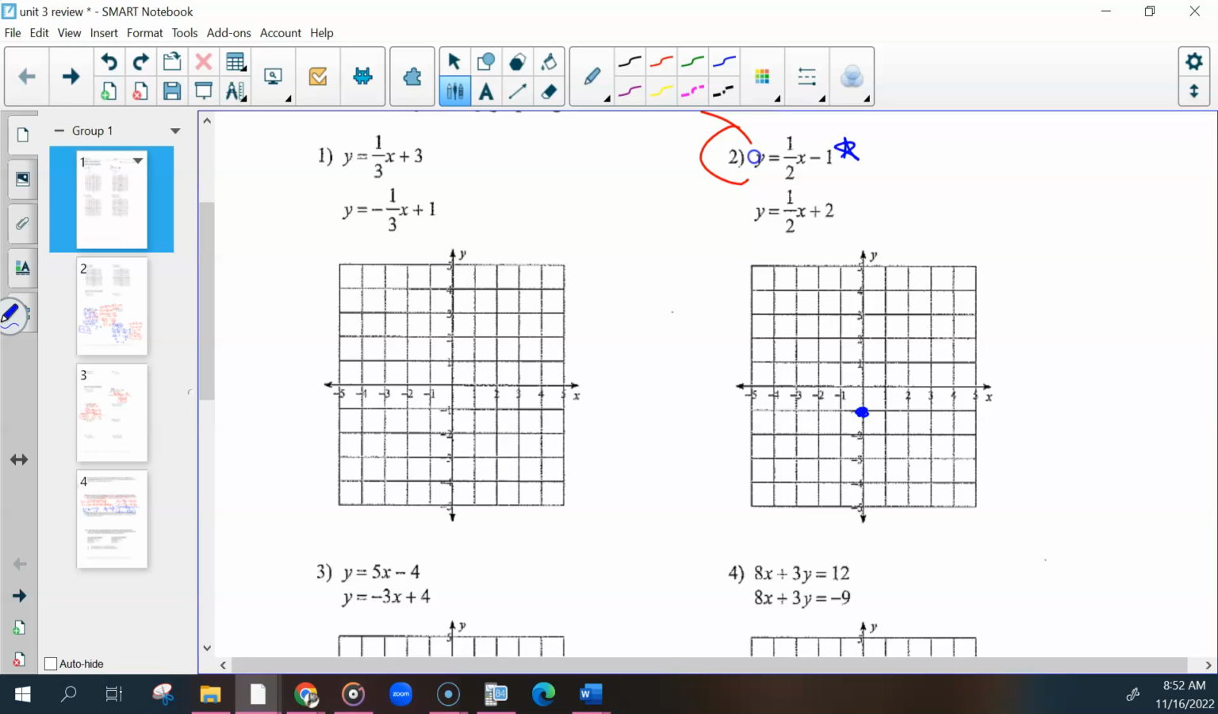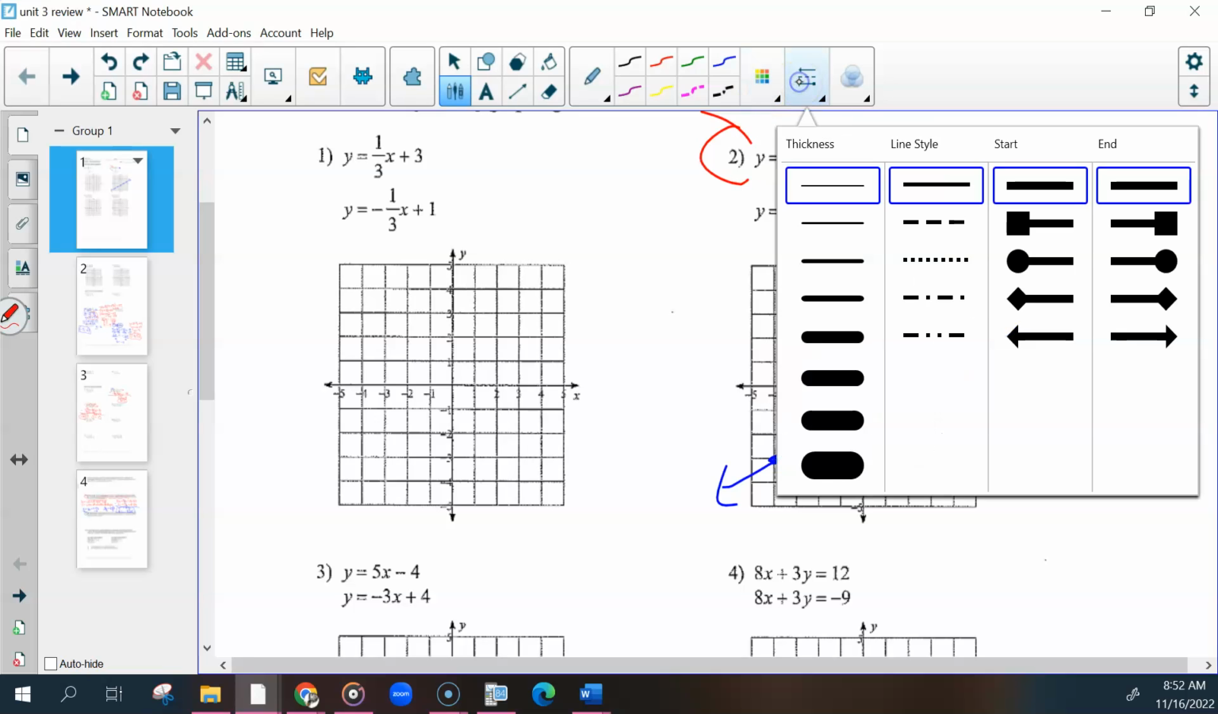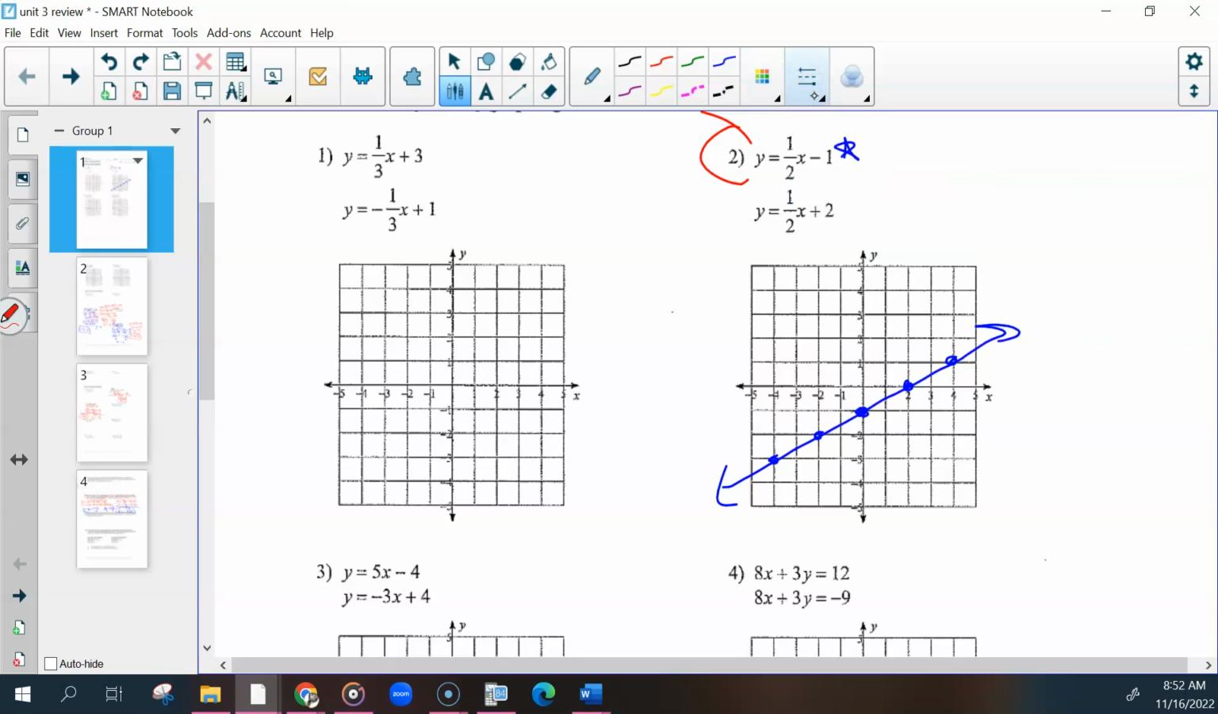Use your slope. It's a positive 1/2. So go up 1 to the right 2 as many times as possible. Down 1 to the left 2 as many times as possible. Draw a line through all of your points. Draw arrows. If you need a ruler, there are some in the colorful trays. And then the same thing goes for the other one, except now you're starting at positive 2. Slope is still 1/2, so up 1 to the right 2, down 1 to the left 2.